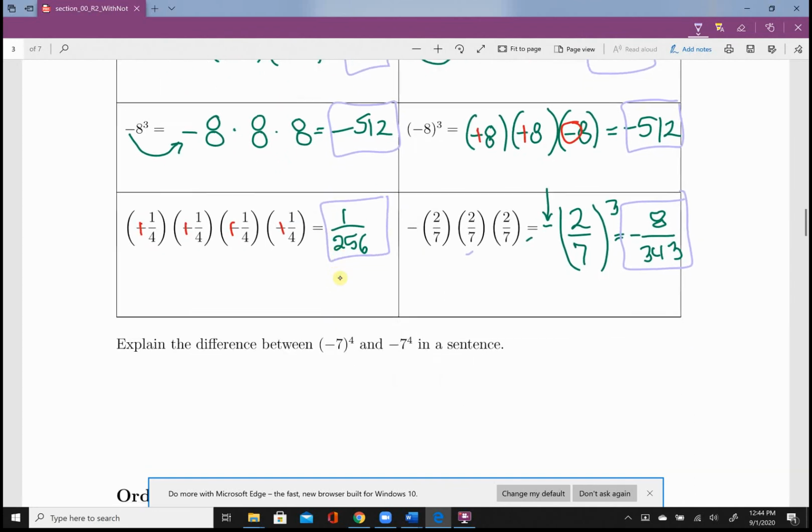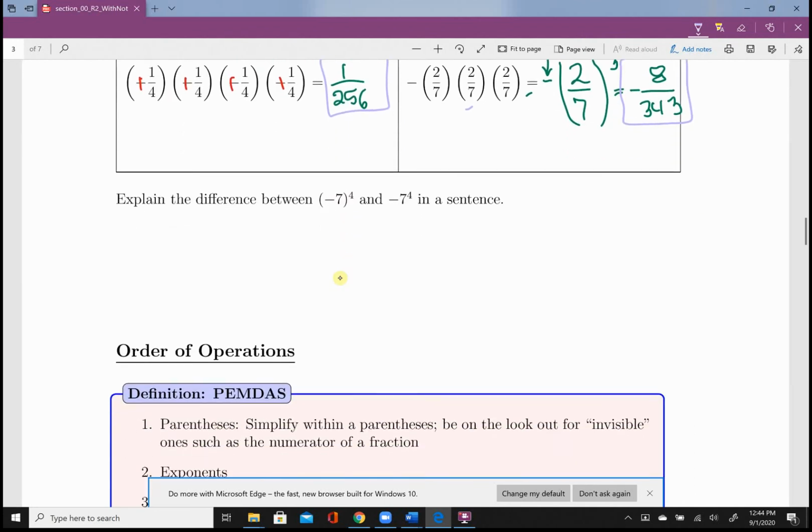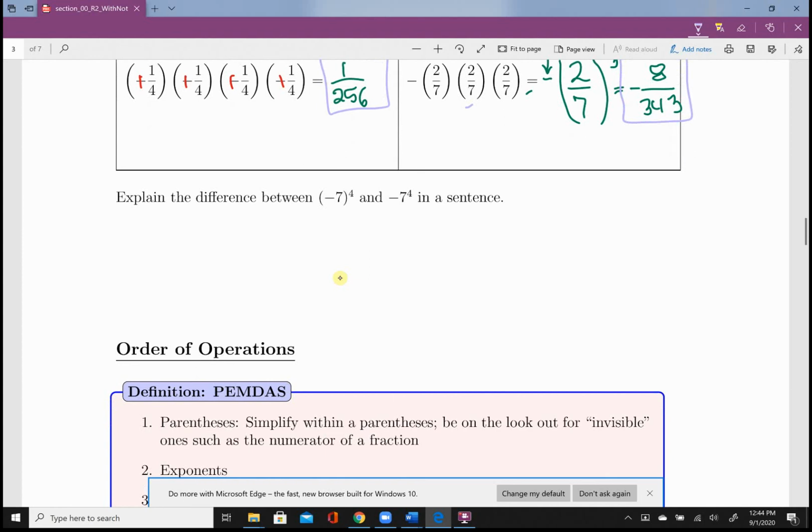Okay, now we want to drive home this idea and explain the difference between -7 as the base raised to the fourth power and -7 to the fourth power, 7 to the fourth power being its own entity and the negative sign just out in front. You can say the following.